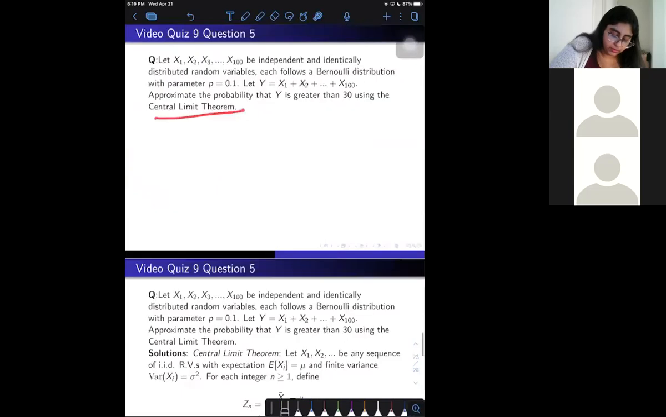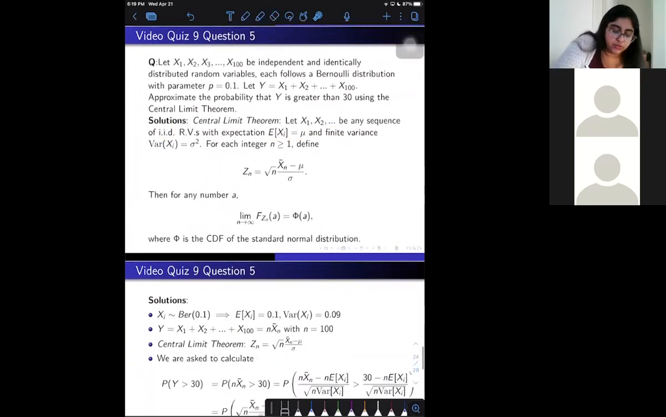All right, so let's first review what the central limit theorem says. It says that if we have X1, X2, and so on, any sequence of independent and identically distributed random variables with some expectation mu and finite variance sigma squared, then for each integer n greater than 1, Zn should be this.